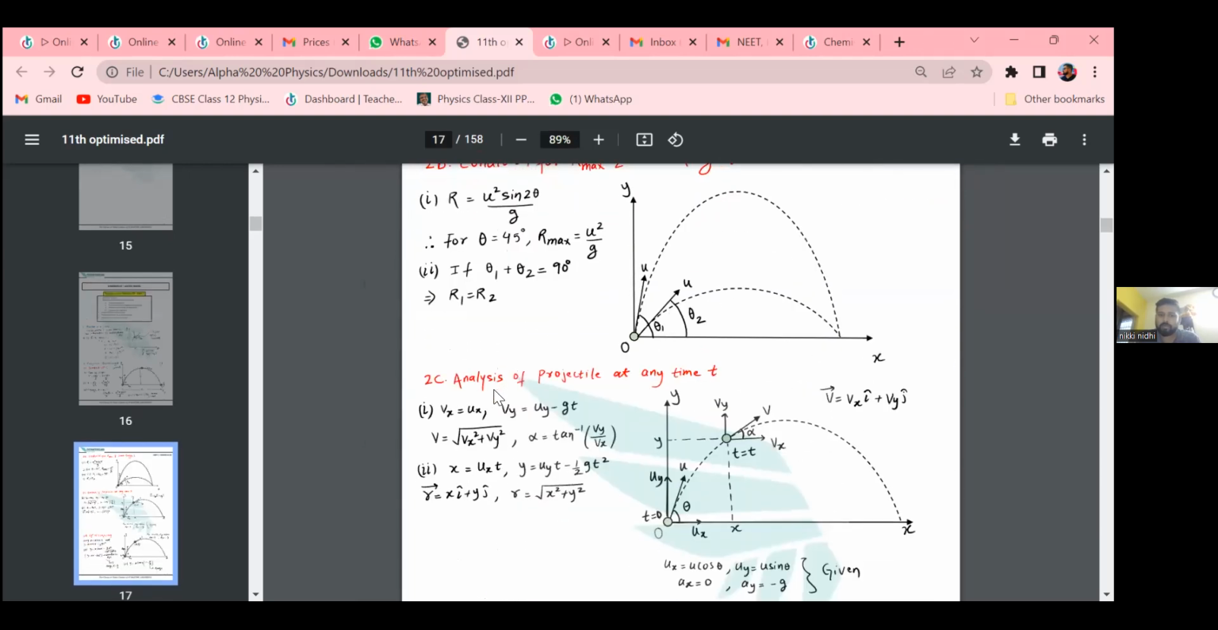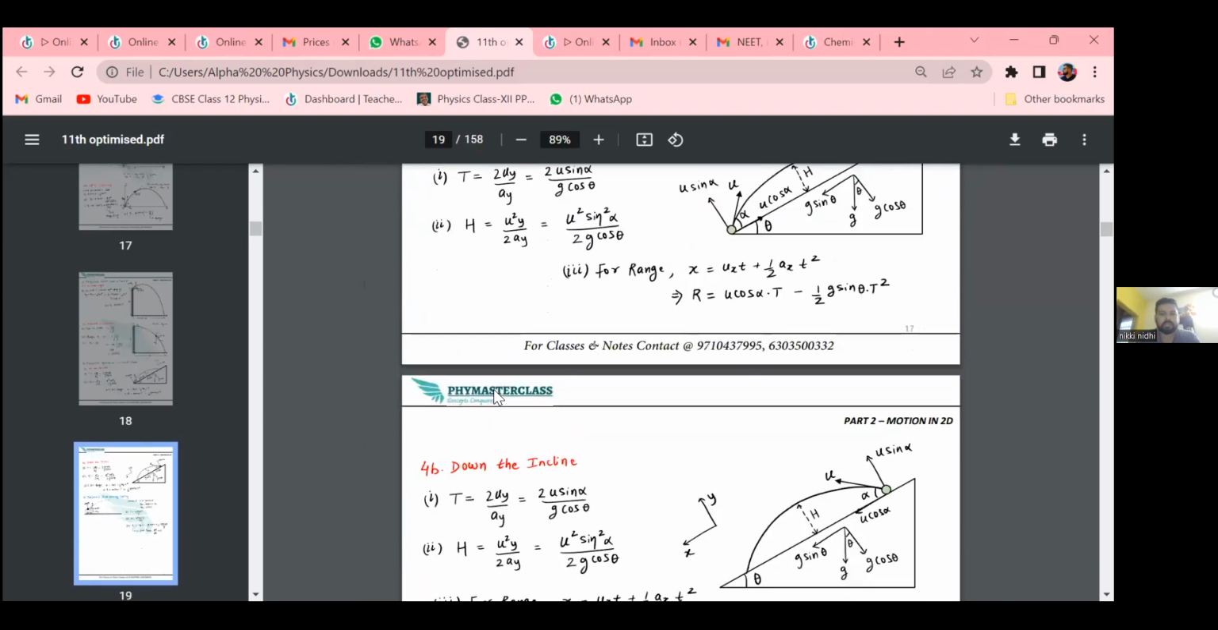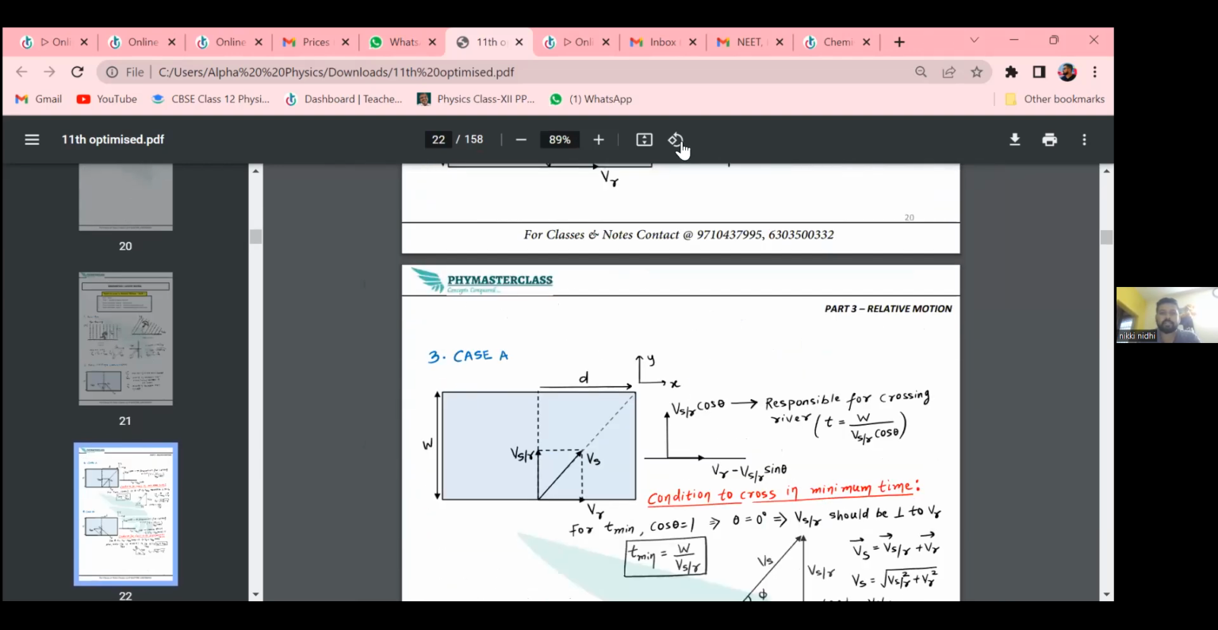All the cases, all important formulas are there. So you don't need to worry about any other thing. I'll be sharing this in the group as well. Okay. So you'll get that.